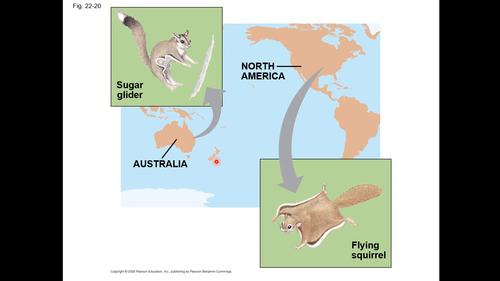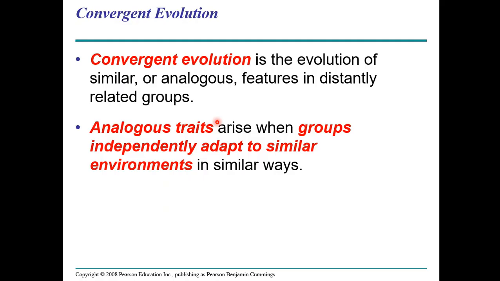Okay? So, here in this case, yung flying squirrel tsaka yung sugar glider sa Australia. Ano yung same function sa kanila? Yung flying. Sugar glider, eto flying squirrel. So, same yung function, pero different structure or common ancestor. Okay? So, they adapt independently in similar environment.